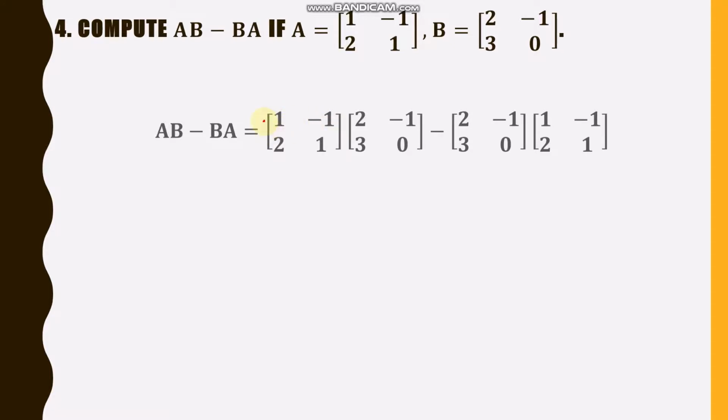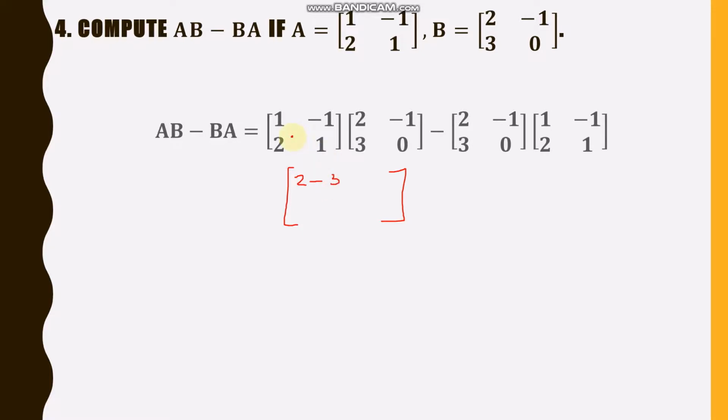What you have to do is multiply the first row with the first column, then the first row with the second column, then the second row with the first column, and the second row with the second column. Let me show you once. Multiply first row with the first column: 1 into 2 will be 2, minus 1 multiplied by 3 will be minus 3. So the first entry will be 2 minus 3.